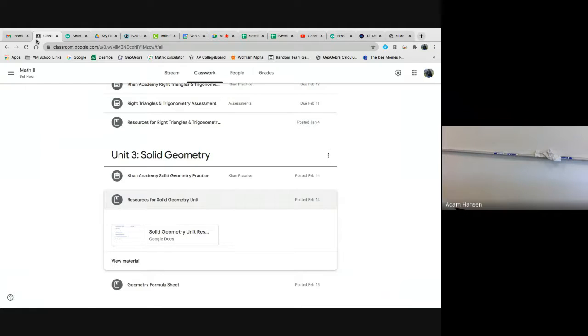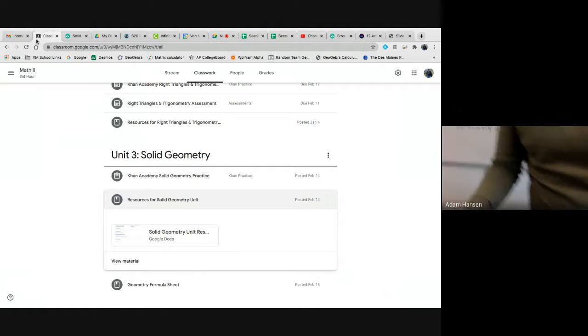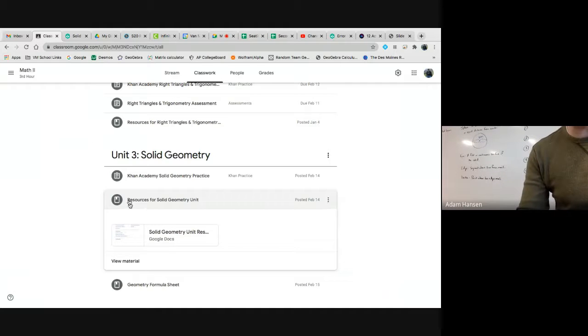Scroll down to where it says Unit 3, Solid Geometry. There should be a new assignment for all your Khan Academy practice, and then right below that is the Google Doc where I've got all these resources linked for you that we'll use throughout this unit for class. So click on this Google Doc here where it says Solid Geometry Resources.